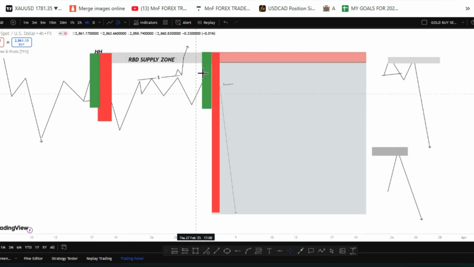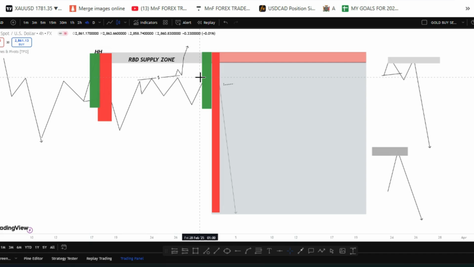And then right here, you make sure that you wait for the liquidity. Remember, it can be equal highs, equal lows. It can be an Asian session. Make sure you have some sort of liquidity right here because that's going to propel price, and everything's going to decide where the market's going to go at the end of the day.